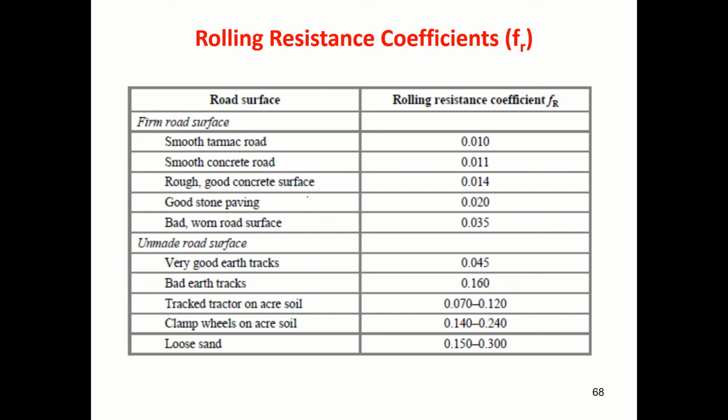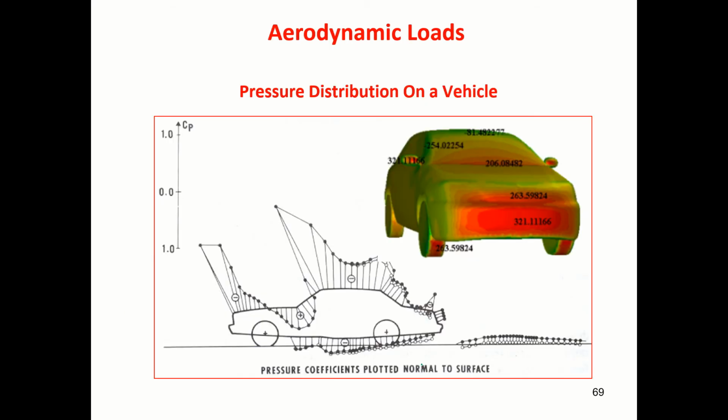Some of the rolling resistance coefficient values for different types of surfaces I have given here. Correct? Okay. Unmade road surface, firm road surfaces like this. Of course, obviously because of the burying effect, this will be high. Okay, that's how we can find out the rolling resistance coefficient.